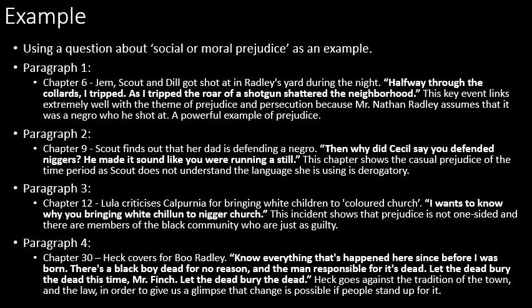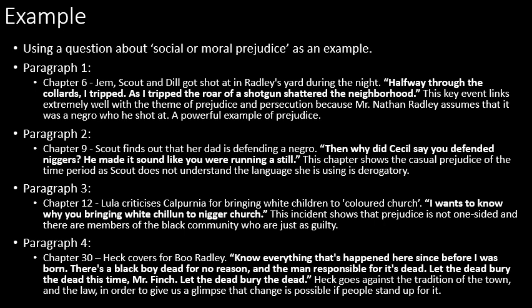Paragraph 2, we go a bit further into the novel in chapter 9 when Scout finds out that Atticus is taking the case of Tom Robinson. She questions why he is defending a black person using this language here, which we know is derogatory, but she doesn't really understand the impact of that language. Atticus does correct her at this point in time, but it still shows the casual prejudice of the time period.